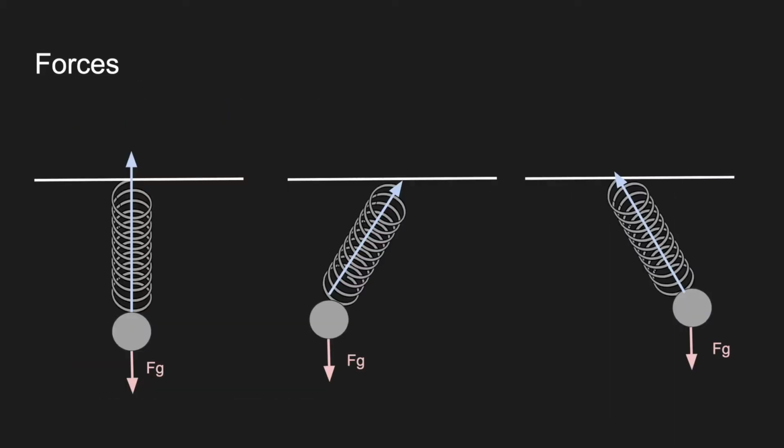There are two main forces acting on the spring mass system, the gravitational force from the Earth and the spring force. The gravitational force points downward, and the spring force points toward the attachment point for all positions.